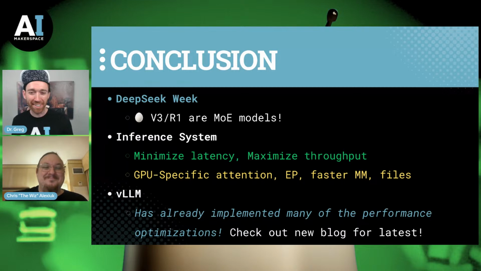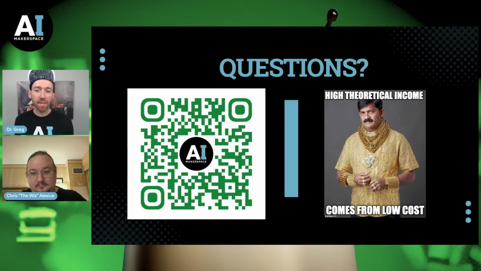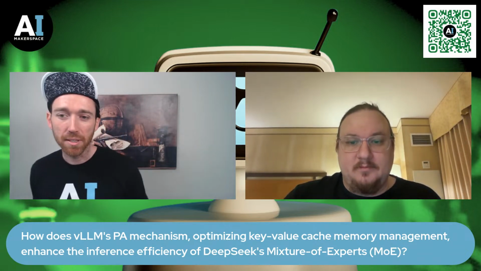They're getting after it. So we've got one interesting question in the chat. If you guys have anything else you'd like, we can cover that. But the question from Anonymous here is, how does vLLM's PagedAttention mechanism that optimizes key-value cache memory enhance the inference efficiency of DeepSeek's MoE? Is this a clean overwrite of PagedAttention, or are there actually enhancements that have been made from vLLM that now stack with DeepSeek?